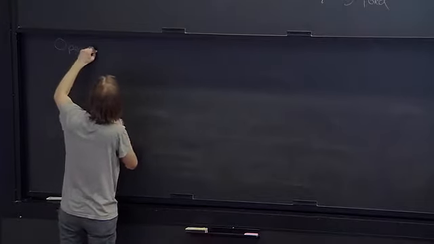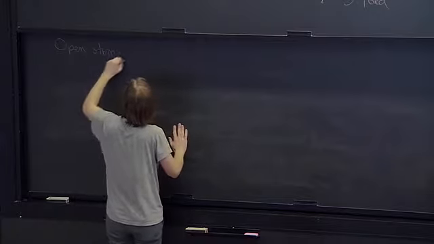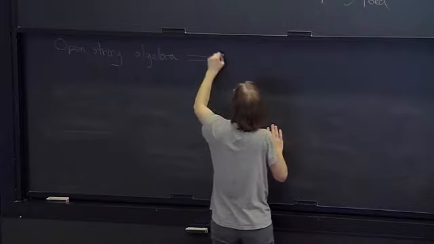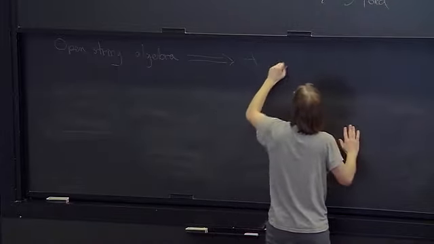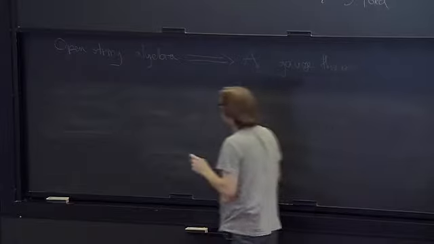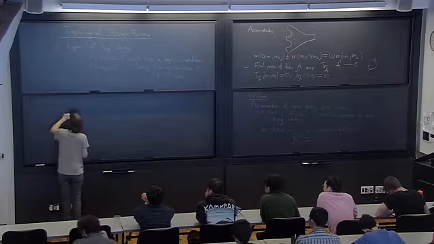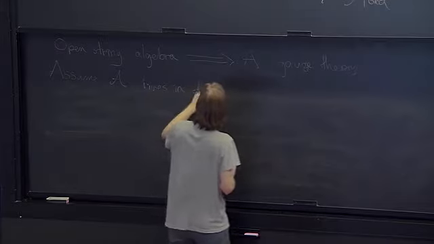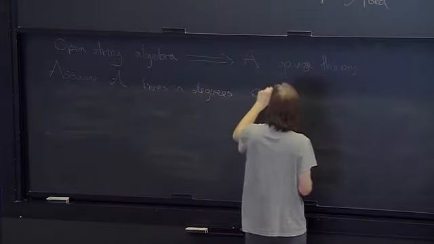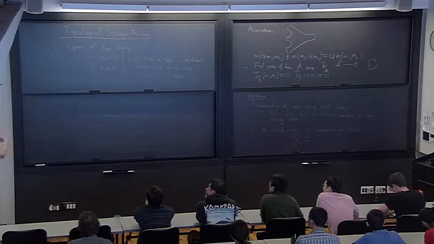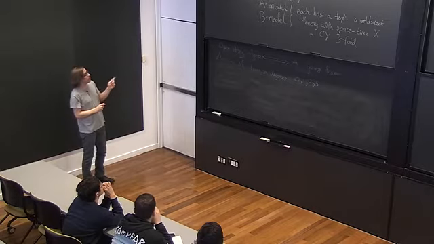So in open string algebra, I'll give you a gauge theory. For this, we will assume that this algebra lives in degrees 0, 1, 2, and 3. Well, you can generalize that, but then we'll get a higher gauge theory. It's more general. So how do we get the gauge theory?